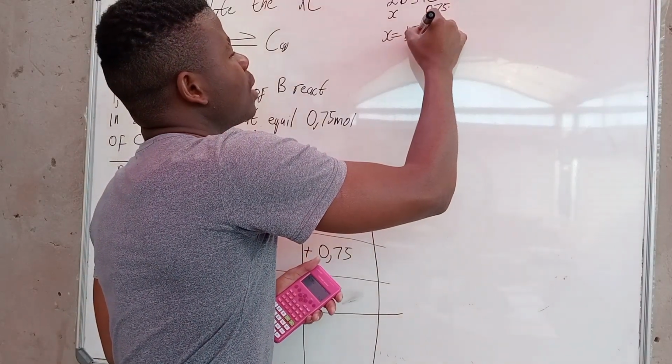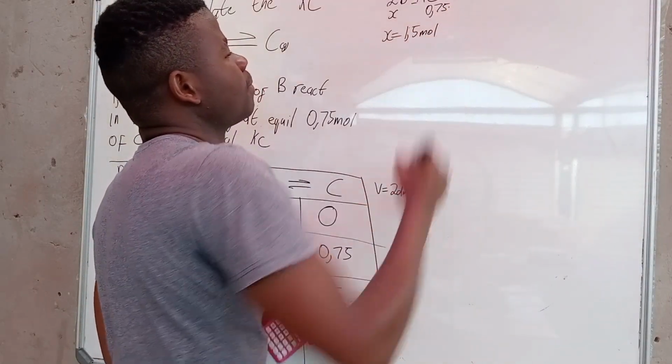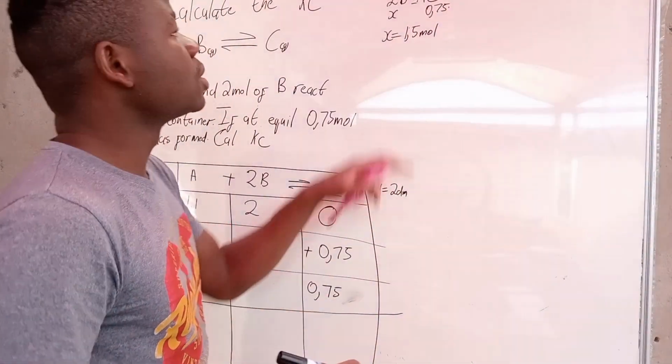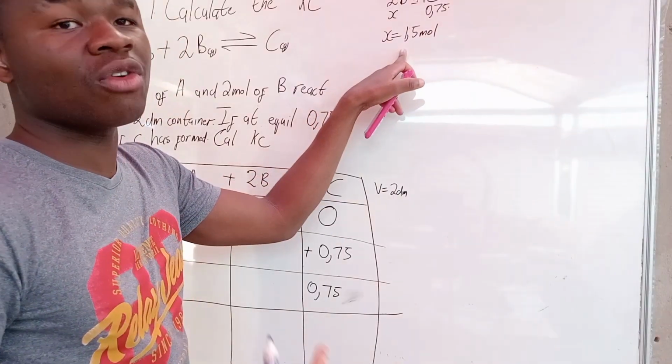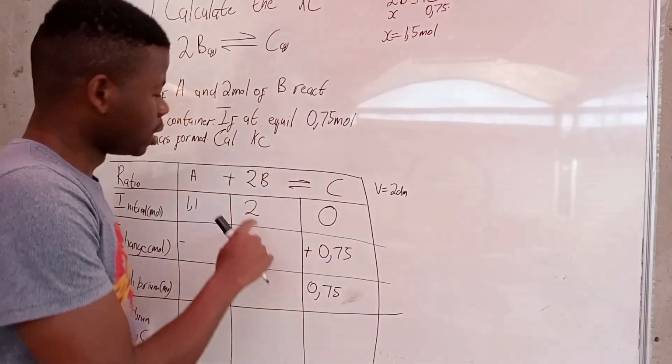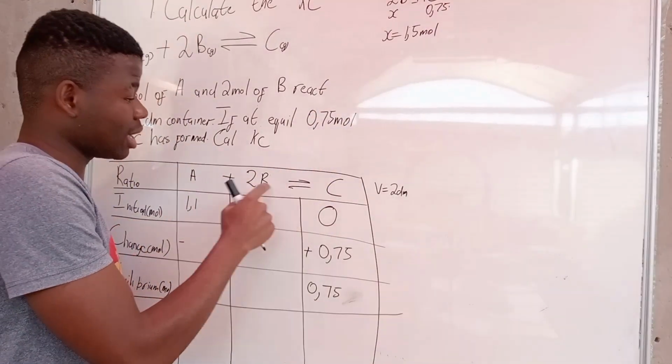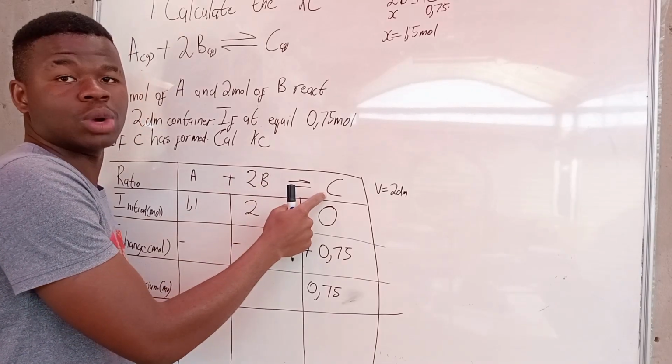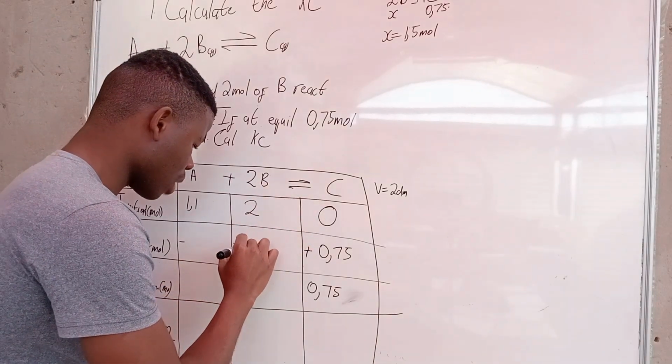We get 1.5 mole. You get it? So now I found the number of moles that were used to produce C, which is 1.5.